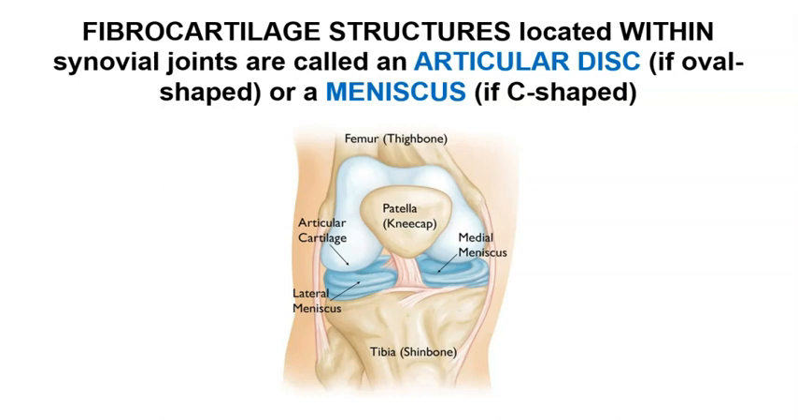Now, a couple of synovial joints in the body have fibrocartilage structures that are located between the bones in order to help reinforce that particular joint. If the fibrocartilage pad is oval-shaped, it's called an articular disc, and if that fibrocartilage pad is C-shaped, it's called a meniscus. So one such example of a meniscus is the medial meniscus and the lateral meniscus that are found in the knee joint. Here, the meniscus act to absorb shock, and they also help to keep the femur bone aligned with the tibia at the knee joint, so that way the femur doesn't slide forward on the tibia during movement.